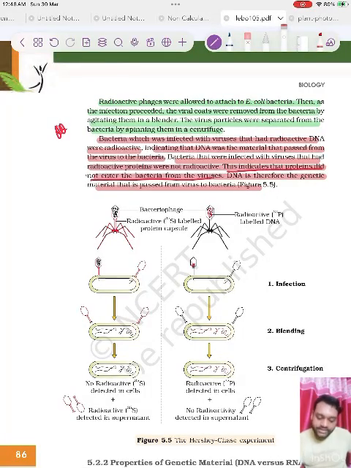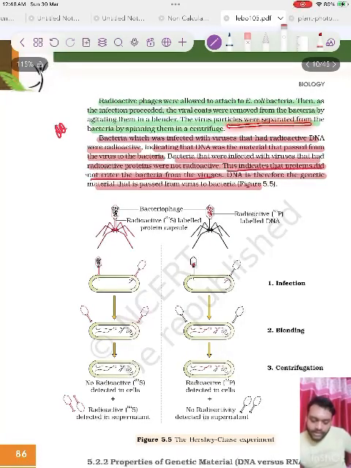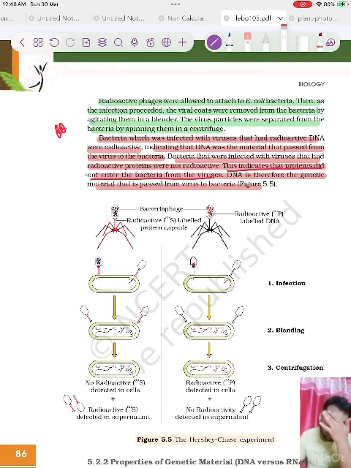Then the radioactive phages were allowed to attach to E. coli bacteria. Then as infection proceeded, the viral coats were removed from the bacteria by agitating them in a blender, and the virus particles were separated from the bacteria by spinning them in a centrifuge. Okay, तो उनको हमने centrifuge में spin किया. फिर हमने क्या देखा कि bacteria which was infected with virus that had a radioactive DNA was radioactive, indicating that the DNA was the material that passed from the virus to the bacteria. So जिनमें radioactive phosphorus था वो अगले generation में transmit हुआ.